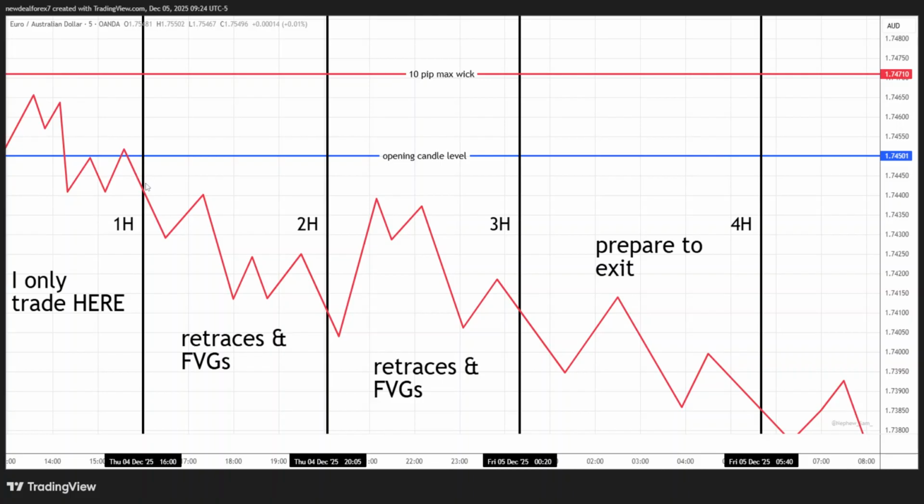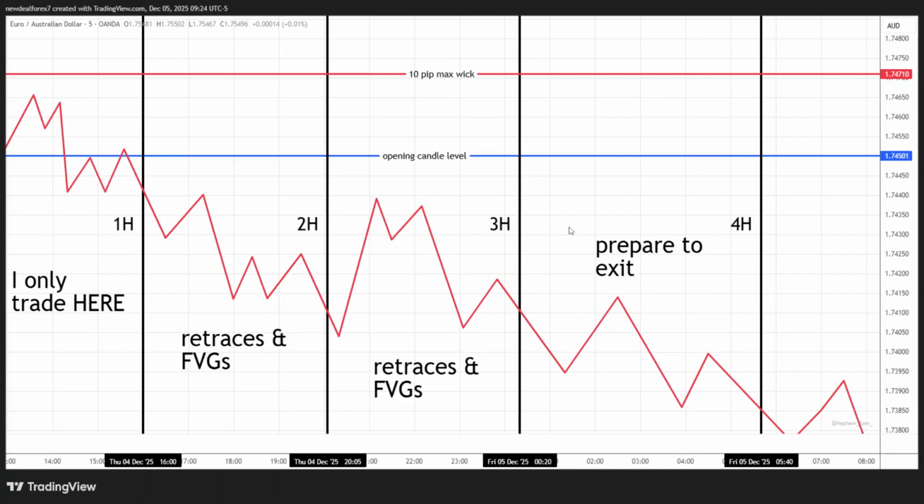After that, I'm either going to be wrong or right for the next 3 hours. But I'm not trading here, here, or here. After that, if I'm right, what I'm expecting is small little retraces and fair value gaps to develop in my direction. Third hour, I want to see price retrace, but then ultimately take out all these lows. This low right here gets taken out. This low gets taken out. This low gets taken out. This low gets taken out.